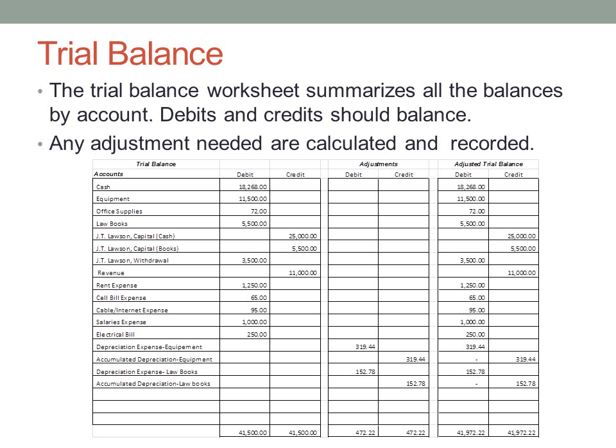Once we know what our account balances are, we move on to the trial balance worksheet, which summarizes all the balances by account. So debits and credits should balance, of course, just as always. And any adjustments needed are also calculated and recorded. So looking at the example here, you see in the first couple of columns, we've got our initial trial balance. The cash account is at a debit balance of $18,268.